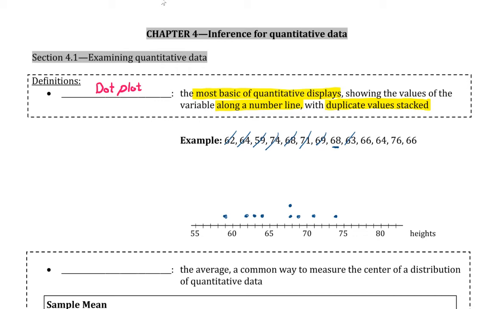63, 66, 64. Notice again that 64 is another duplicate value. 76, 66, again another duplicate value, we stacked above the previous 66. Your dot plot is a visual representation of your data, and it shows you the distribution of your data.